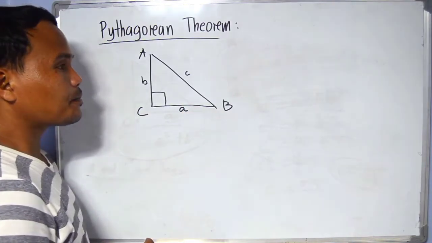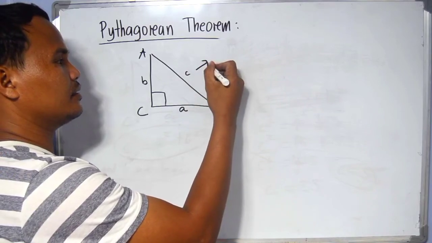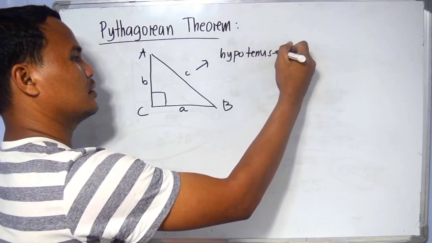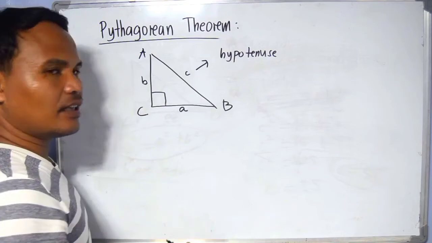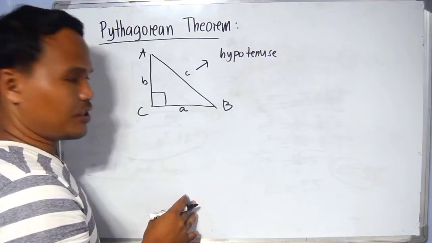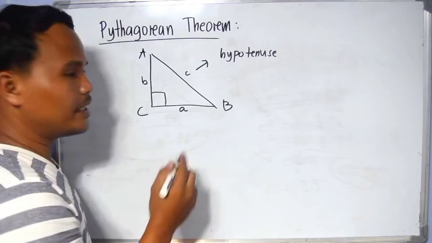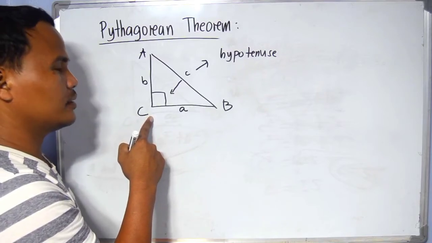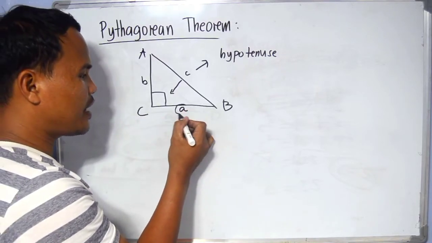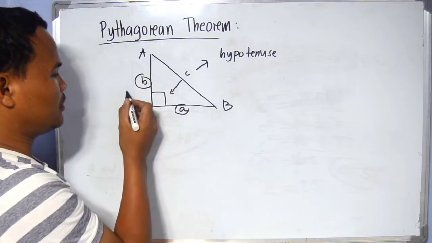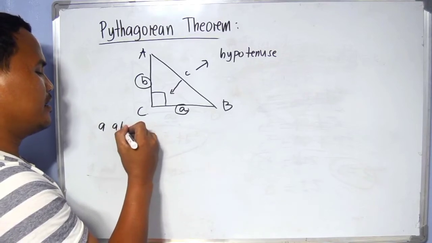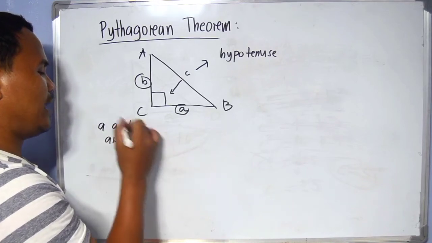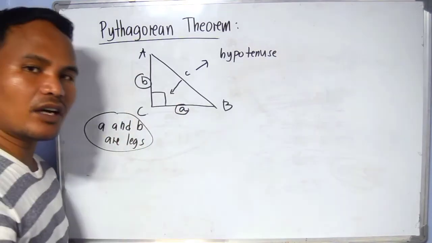Okay, so c is called the hypotenuse. When you say hypotenuse, it is the longest side of a right triangle, and it is usually the side opposite the right angle C. Then a and b are called legs. So a and b in this figure are called legs.